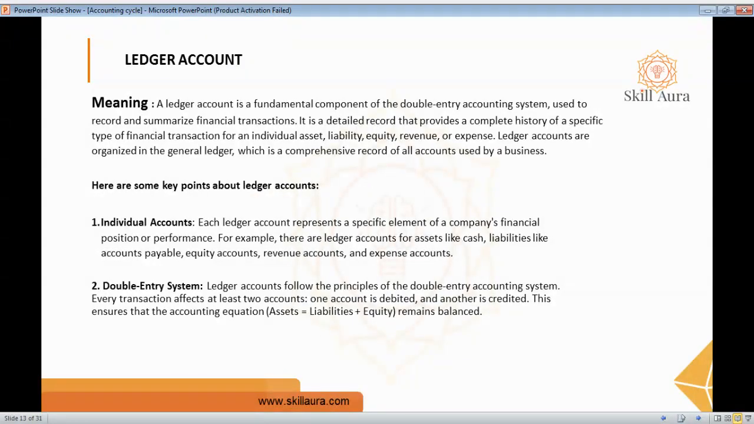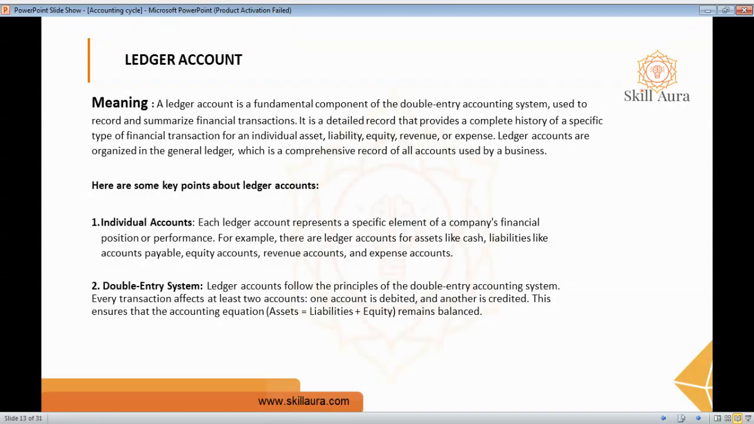Let's understand the ledger account. Here, the ledger account is a fundamental component of the double entry system used to record and summarize financial transactions. It is a detailed record that provides a complete history of specific types of financial transactions for individual assets, liabilities, and also revenue and expenses.